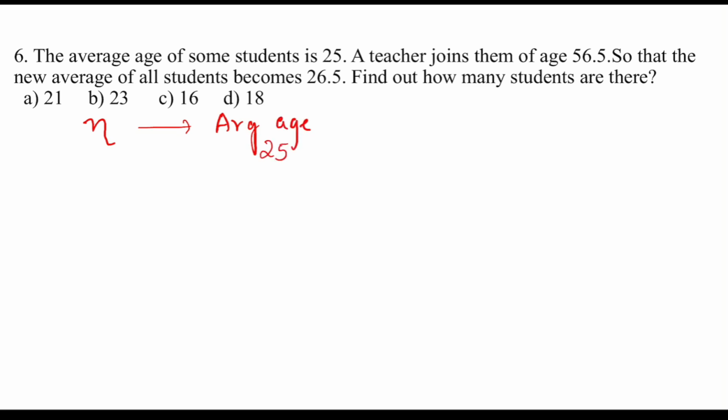A teacher joins them of age 56.5. A new teacher joins them, so it becomes n plus 1. That new teacher's age is 56.5, so that the new average of all students becomes 26.5.